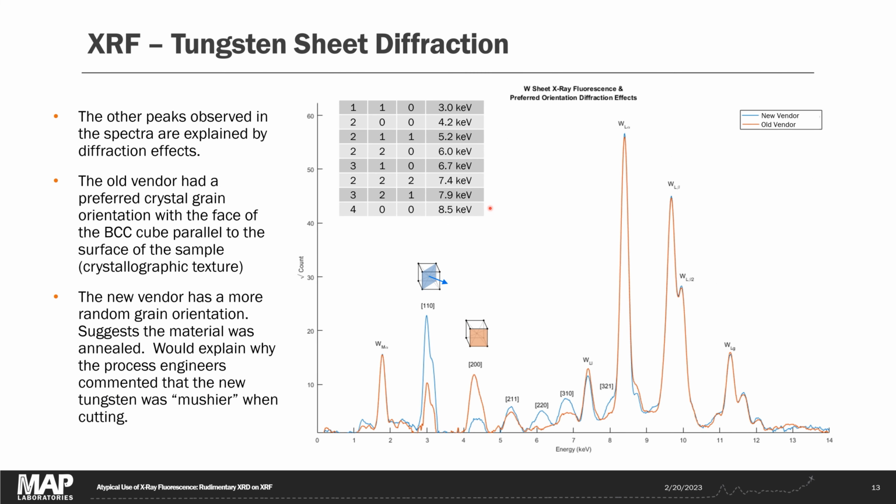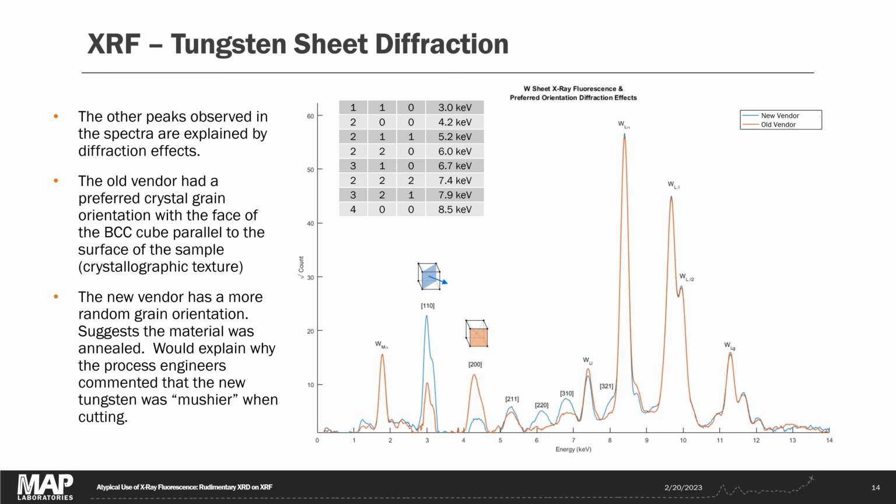If we compare those calculated X-ray diffraction peaks for the various crystal grain alignments relative to the specimen surface with the collected X-ray diffraction and X-ray fluorescence spectra, we can see that the old vendor has an increased signal from the 200 crystal grain alignment. In other words, when the faces of the cubic structure are aligned parallel to the specimen surface.